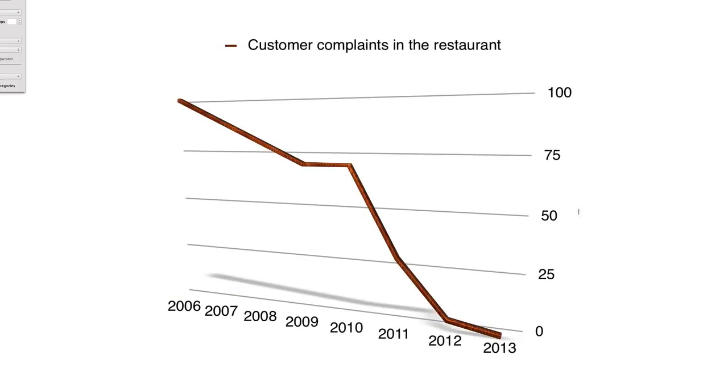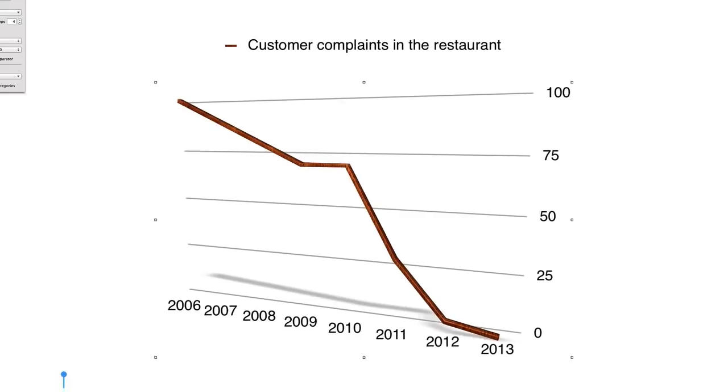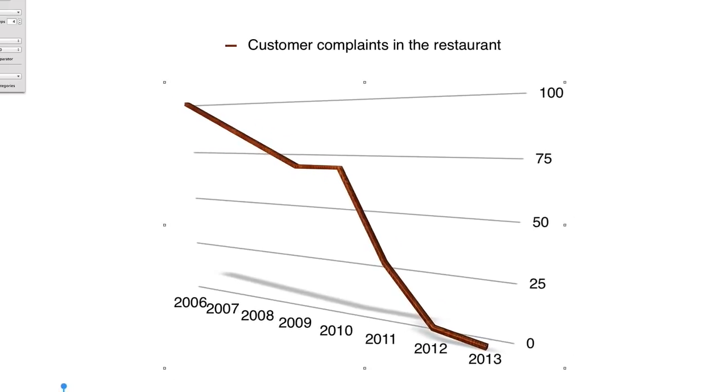So looking at the next graph, we've got customer complaints in a restaurant somewhere. Probably didn't want to visit this restaurant in 2006 because there were 100 complaints per year. But as we see, we've got a downward trend in this line graph. Let's just take a quick tour of it.